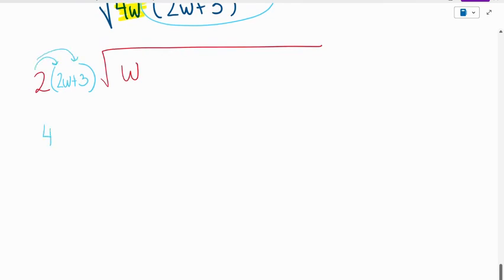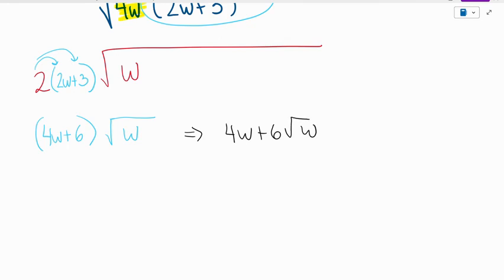We distribute this in. You are going to get 4W plus 6. Thank you. You have to root W. You have to keep it in the parentheses. Because if you don't keep it in the parentheses, this is saying 4W plus 6 root W. Do you see the difference? This is saying only the 6 gets the root W, when this is saying this whole quantity gets the root W. Do you see the difference between these? This is not right. Don't want that. We need the parentheses.